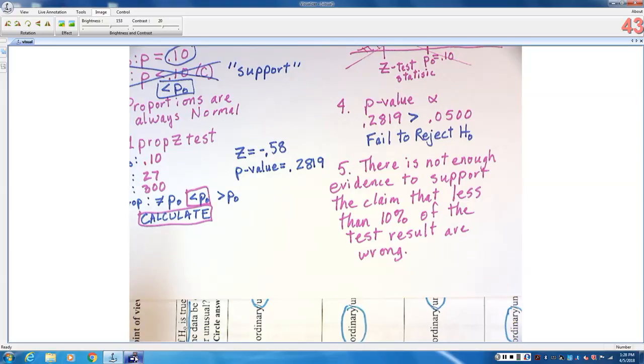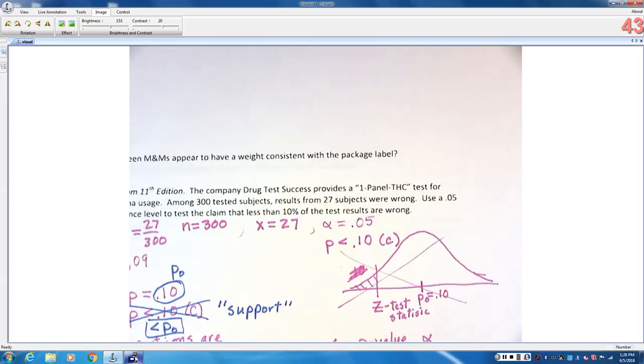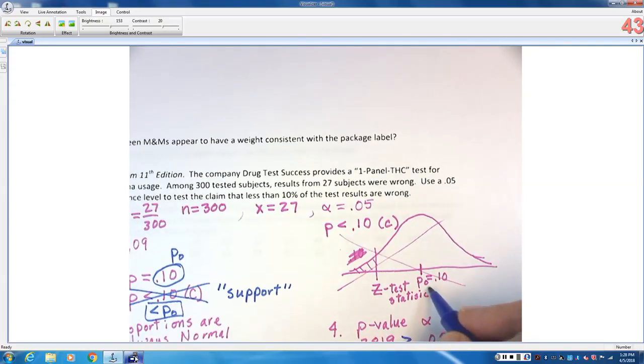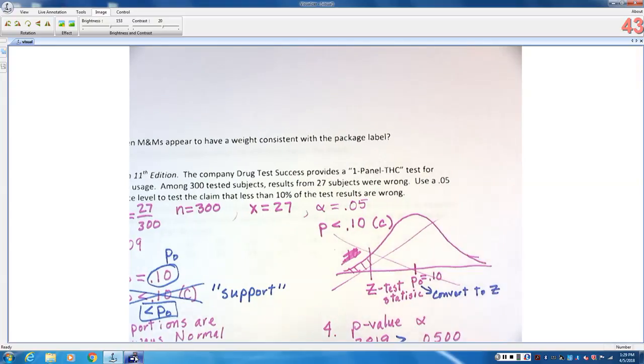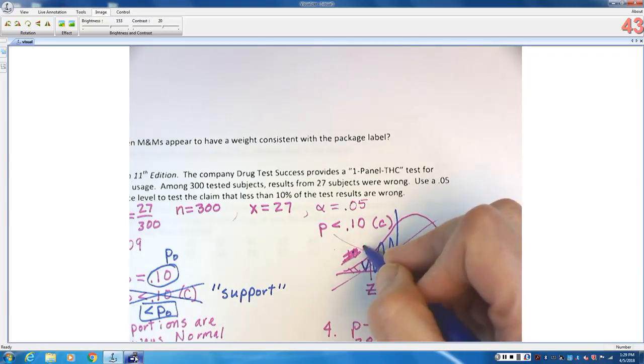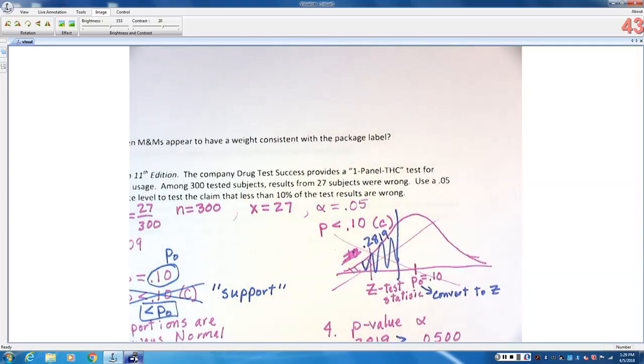So let's draw the picture how I should have drawn it. For the p-value, we assume p is true, and then we convert to z. And so our p-value should have been 0.2819, a lot of area. It was ordinary data.